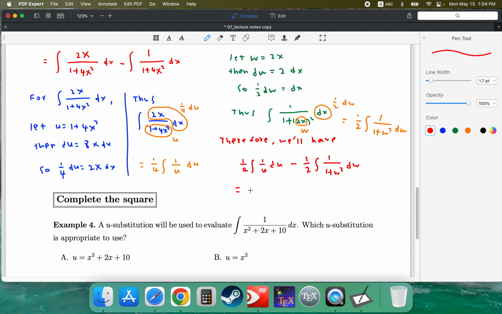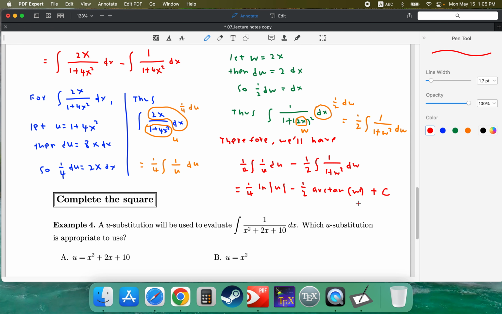So what is the integral of 1 over u? It's natural log of the absolute value of u. And what is the integral of 1 over 1 plus w squared? It's arctangent of w. And since this is an indefinite integral, you need to put a c.